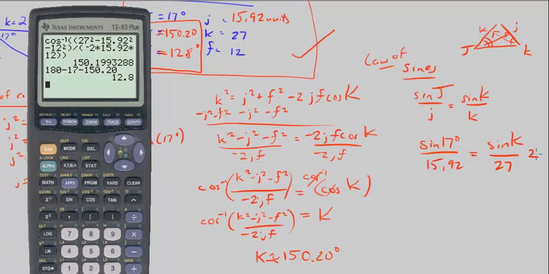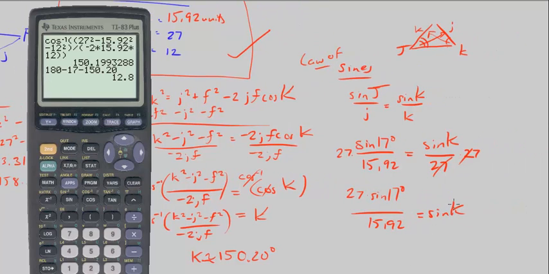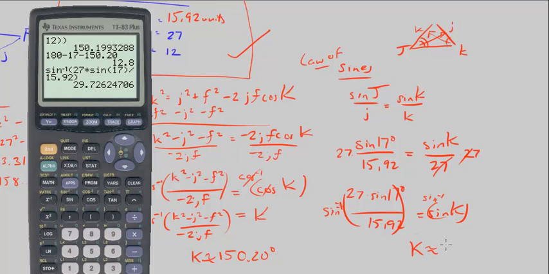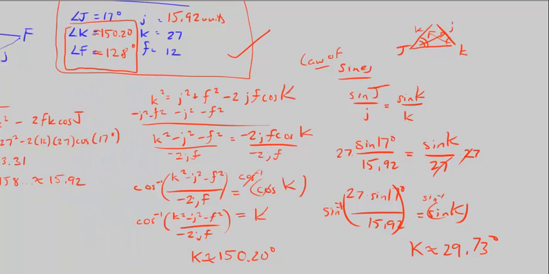So I multiply both sides by 27. These cancel out, and I'm left with 27 times sine of 17 degrees over 15.92 is equal to sine K. If I want to get K alone, I have to do the inverse sine of both sides. So the inverse sine of 27 times sine of 17 divided by 15.92. And I get K approximately 29.73 degrees.